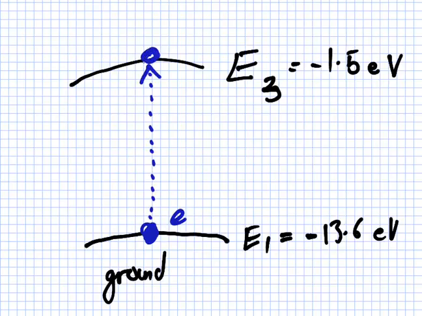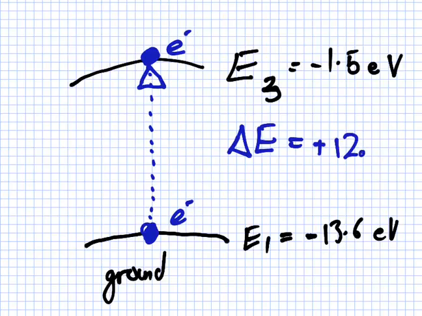and it moves up to here, it needs energy to do this. How much energy does it need? Can you calculate it for me? What's the difference here? Well, it gets energy when it goes up, so plus 12.1. But we use minus 13.6, no, this one minus this one. The last minus the first.